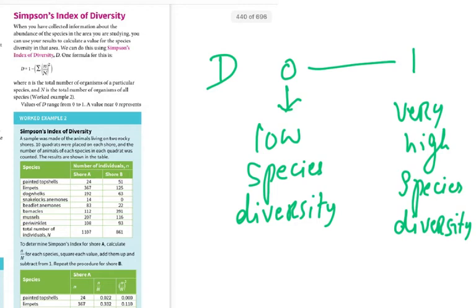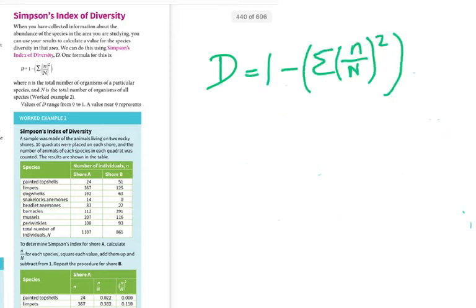Now, how are you going to calculate this Simpson's index of diversity? Let's look at the formula. The formula: D is equal to 1 minus the sum of small n over big N, squared. So the small n is the total number of organisms of a particular species. And the big N is the total number of organisms of all the species.